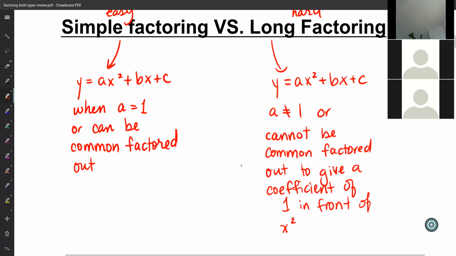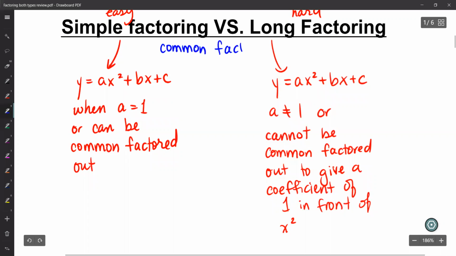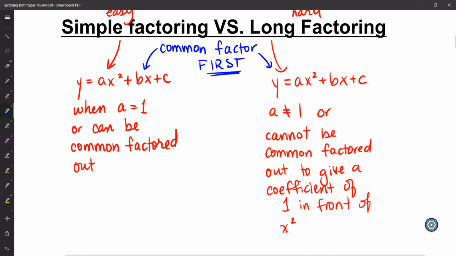Okay, so in all cases, we always want to common factor first, always. Because that can make our life easier in both scenarios. So common factor first, always. We talked yesterday about if you don't common factor first, what might end up happening is that you end up with a bracket at the end that has a common factor that you'll have to common factor anyways. So if you don't do it first, it will be more difficult to factor and you'll have to do it at the end anyways. So always remember common factor first.